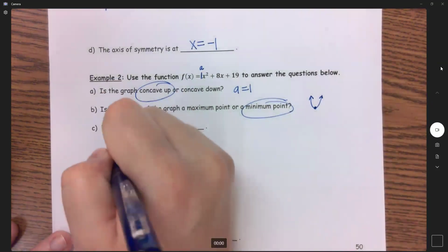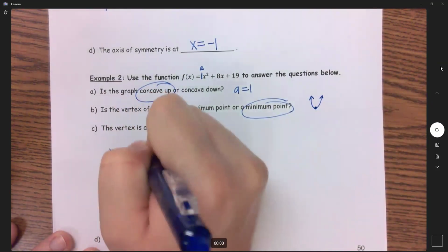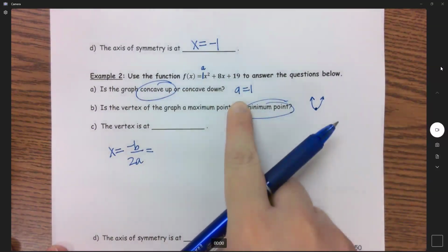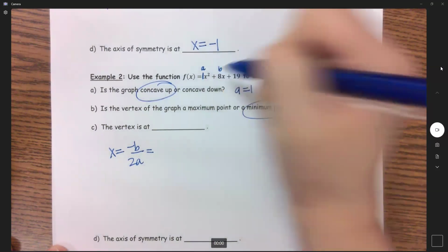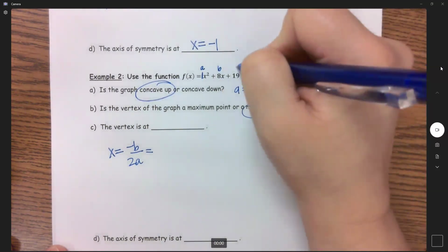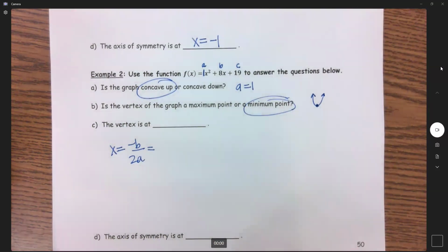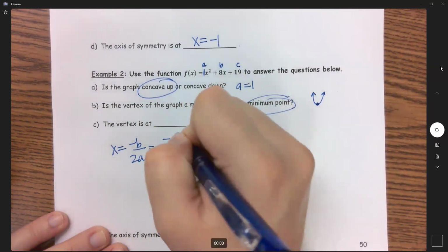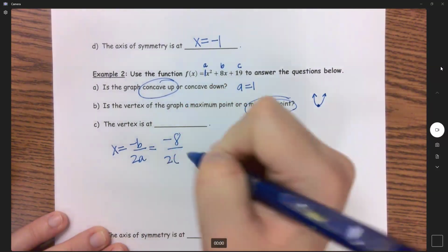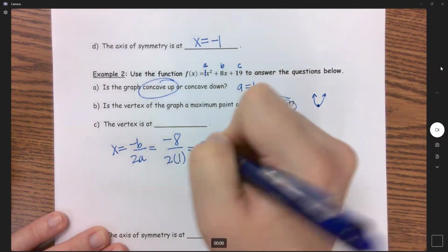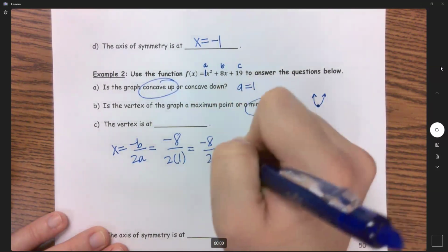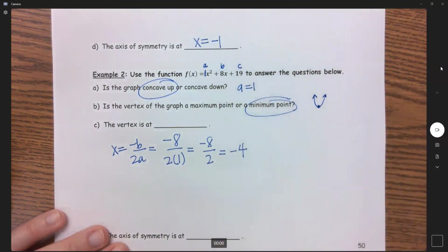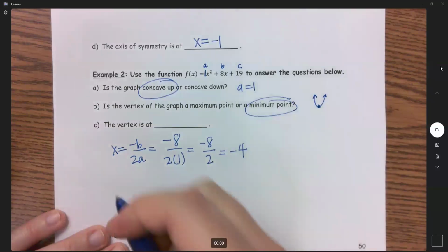So what is the vertex? We've got x equals negative b over 2a. We already established that a is 1, but what is my b? My b is this 8 right here. If I needed it, c would be 19. So negative b would be negative 8 over 2 times a of 1. So we get negative 8 over 2, and we have an x of negative 4. That's only half of my ordered pair. I need to plug that in to get the other half.